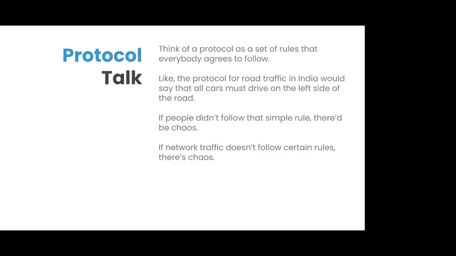Like if you talk about road traffic in India, the protocol says that all cars must drive on the left side of the road. So if you end up driving on the right side, somebody's going to stop you. They're going to say, hey, you're driving on the wrong side, so you shouldn't. And if you keep on doing that, there's eventually going to be some kind of traffic jam if the road is narrow enough. So yeah, if people didn't follow that simple rule, there'd be chaos. And for this reason, traffic rule protocols exist. And for a similar reason, network protocols exist.